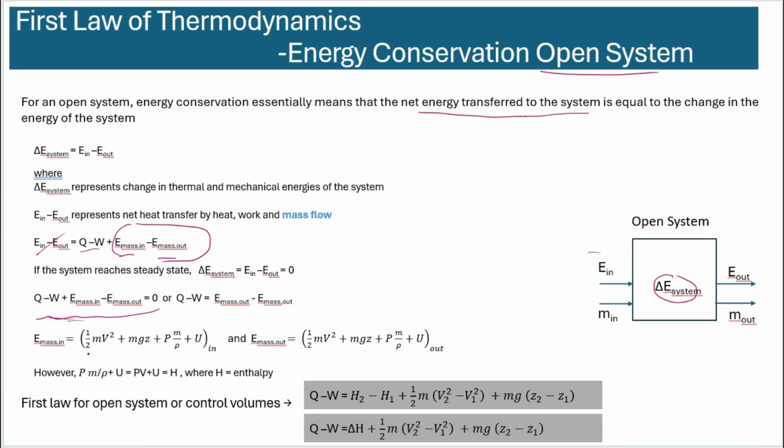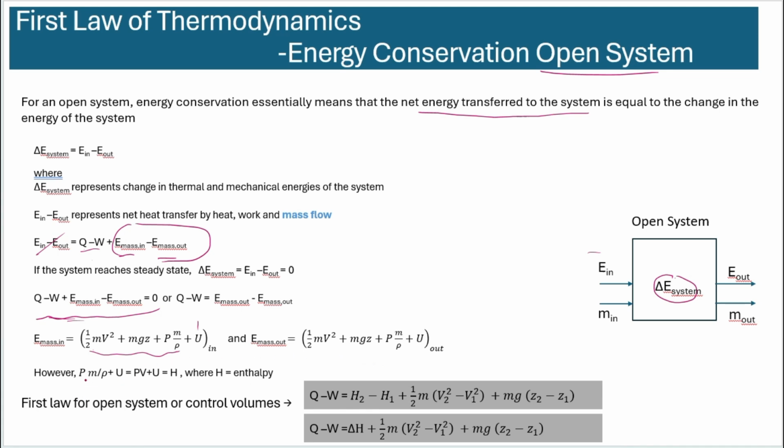So how is that energy accounted for? It's accounted for both by thermal, which is the U, and mechanical energy, which is all these things. You can go back in our previous slides and look at this equation from there. So there are the same terms for going in and going out, okay, but at different states.